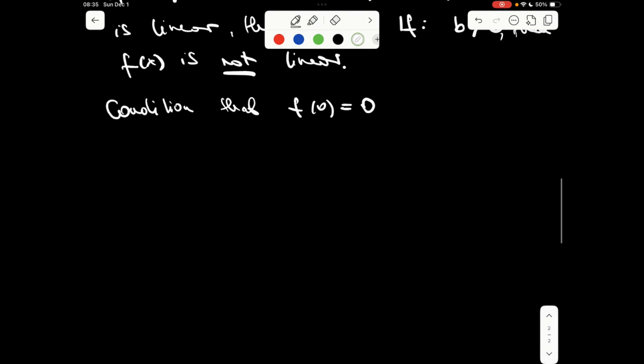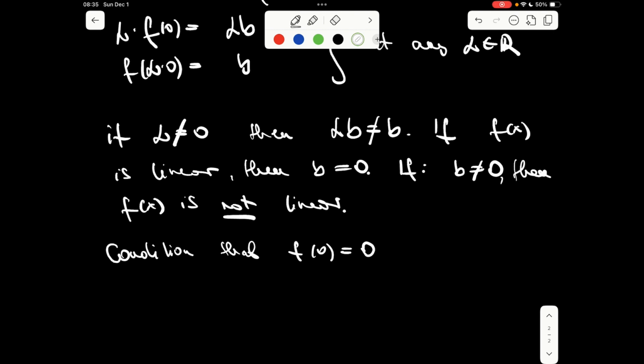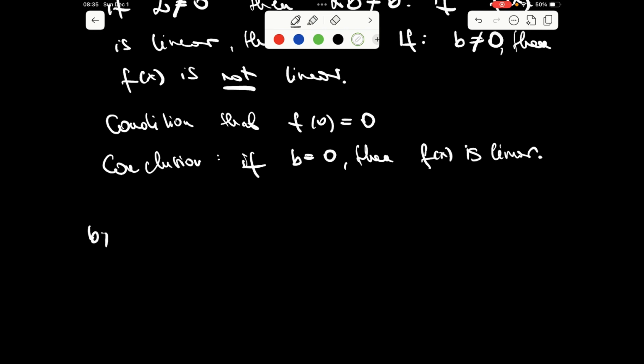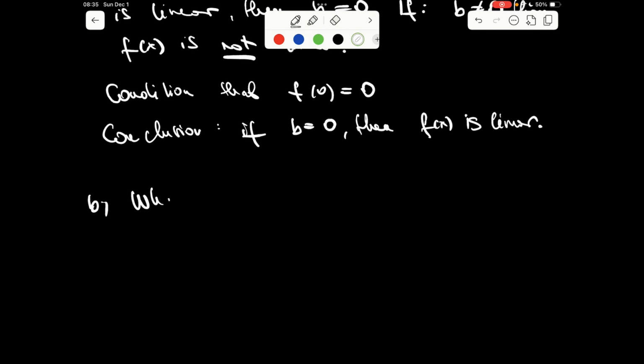So we conclude that if b is 0, then f(x) is linear. Okay. In problem B, sub-problem B, what is X? Is it a vector space or what? What are the dimensions? So, first, let's deal with the question, the problem, if X is a vector space.